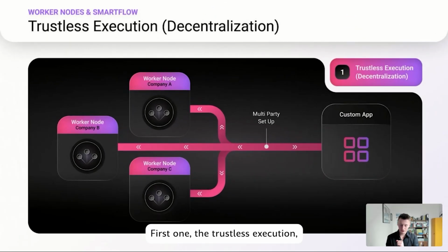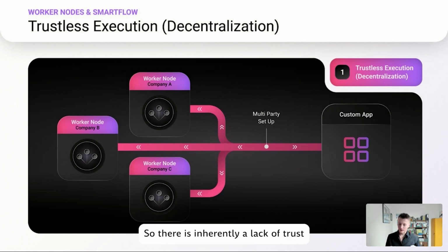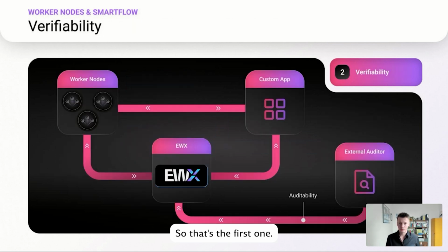First one, the trustless execution. You can think about this in a case when you have a multi-party system where those parties are coming from totally different companies, for example. So there is inherently a lack of full trust between each other, and therefore they cannot rely on a single server run by a single party for the results of whatever logic they are willing to execute to be certainly true. That's where the worker nodes and the EnergyWebX ecosystem perfectly fit, because you can distribute the logic among all of those participants, allow them to reach consensus, and therefore contribute meaningfully to the app. So that's the first one.